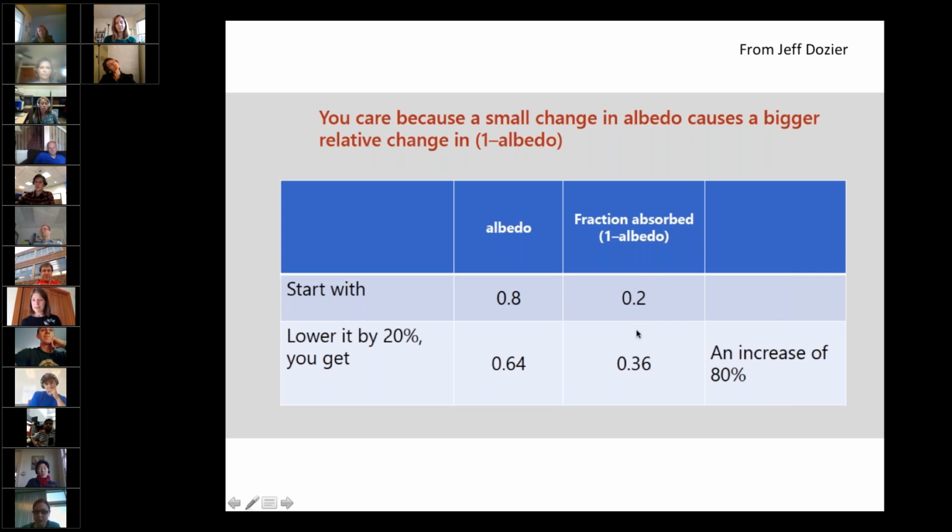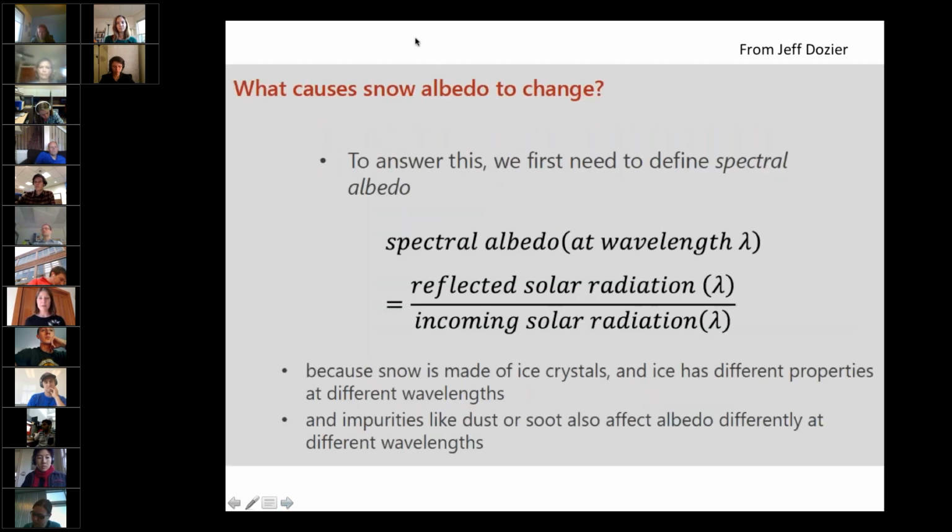Everybody see how the amount that is absorbed, from what looks like a small change in albedo, can actually feel like a big amount to the snowpack? And the other thing is that solar radiation is generally, for a lot of locations, a pretty big number. So you're also multiplying this by a fairly large number that you're increasing by that amount.